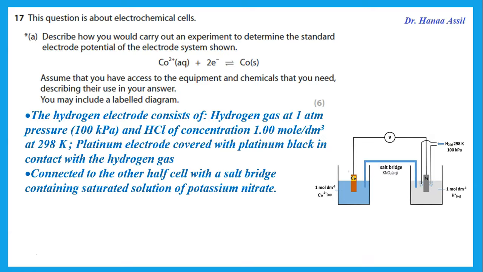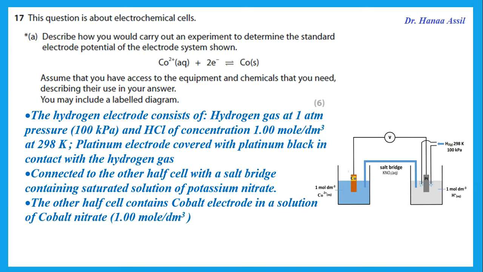Then we need to connect this to the other half cell using a salt bridge. Remember, the salt bridge is a saturated solution of potassium nitrate. Then we have that other half cell. We need cobalt in cobalt 2 plus solution. So you have to be specific. The cobalt as a metal will be the electrode. The solution will be a solution of what? Remember that all nitrates are soluble. So if I want a soluble salt of cobalt, the best bet would be to say cobalt nitrate solution.